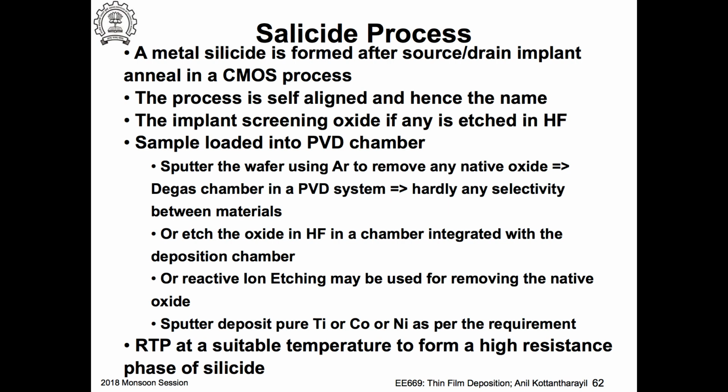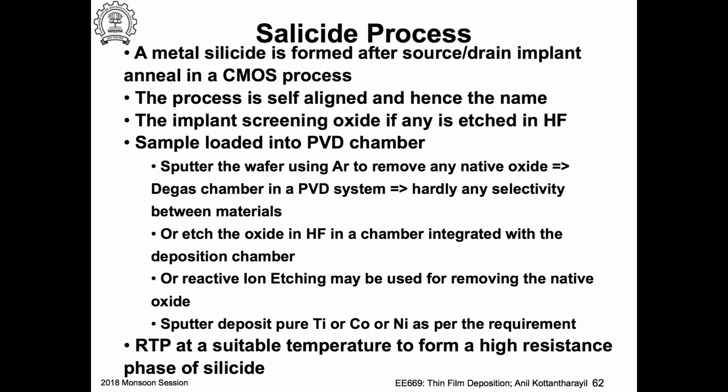It's not really degassing. But the problem is that you're using argon to sputter out something from the surface. It's not selective. It will sputter out whatever is there. There may be some small differences in the sputter yield, but it will actually sputter out silicon oxide, silicon nitride, and whatever is there on the surface.